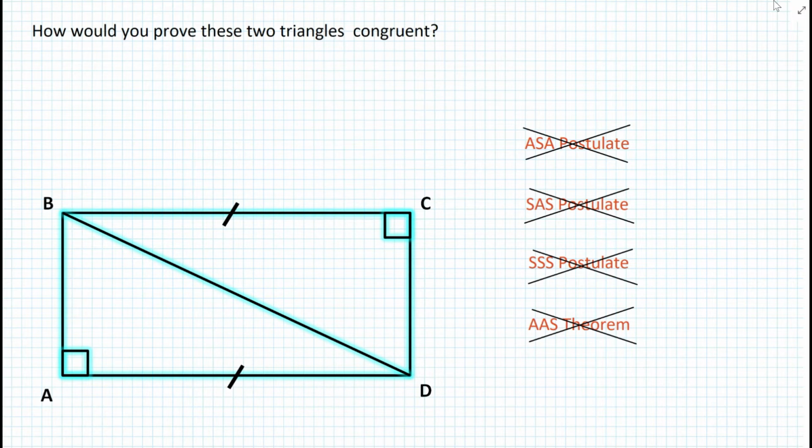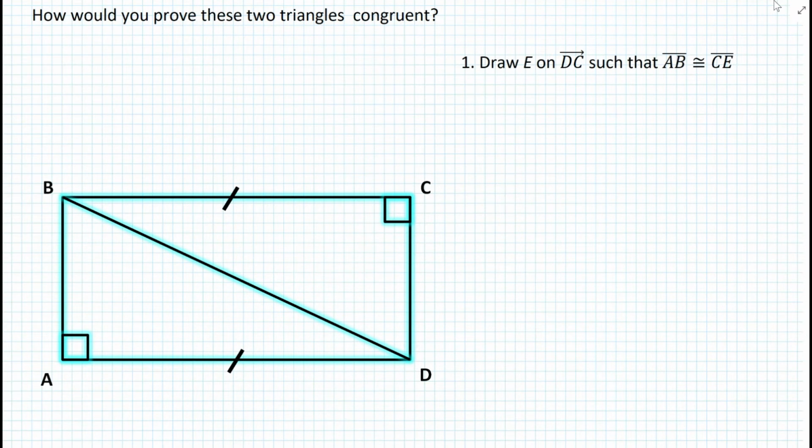So if we cannot use anything, then we must somehow construct something else in this diagram in such a way that we can now use one of the known postulates. Okay, so let's do that. So the first step here is we want to draw point E somewhere on ray CD or DC such that segment AB is congruent to segment CE. So let's draw that out.